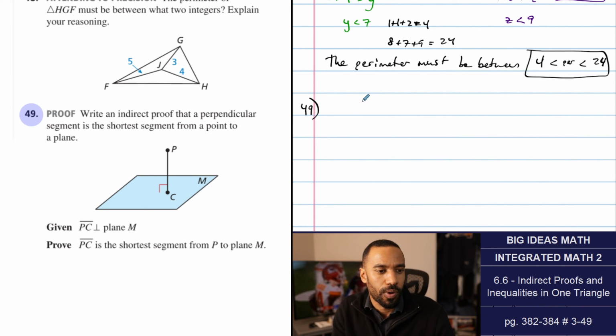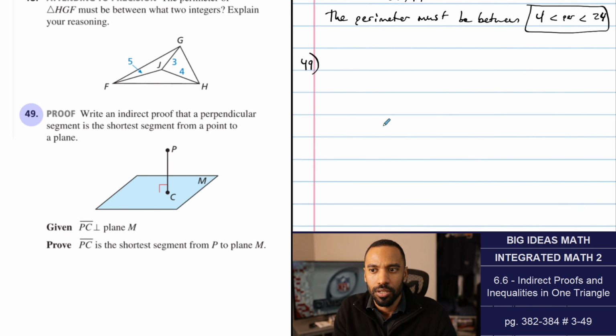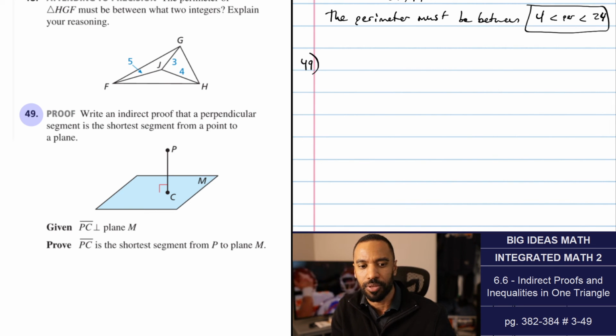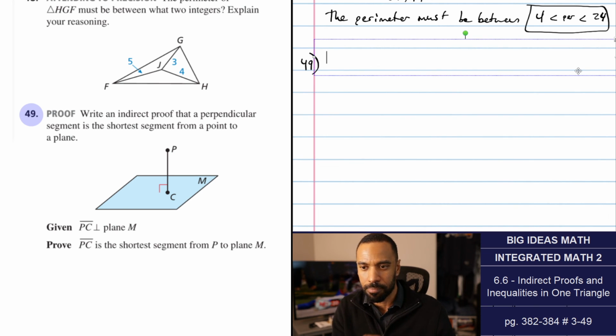All right, last one, proof. Write an indirect proof that a perpendicular segment is the shortest segment from a point to a plane. Okay, well, that's an important thing to mention. Let's see how we can do the indirect proof. We have to prove that PC is the shortest segment from P to plane M. So first, good, I get to type.